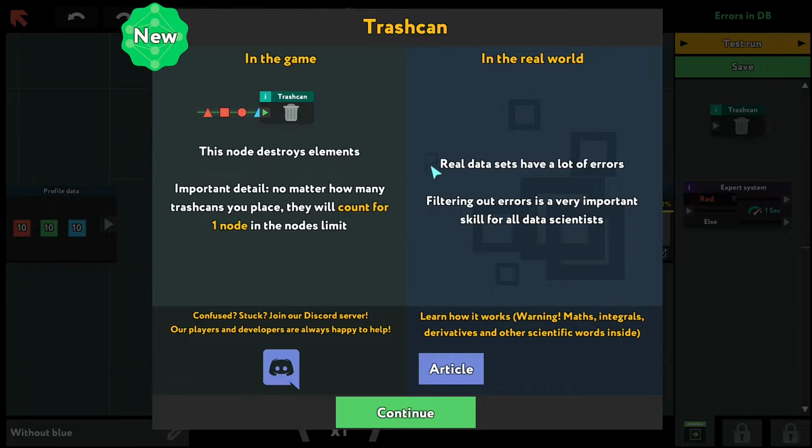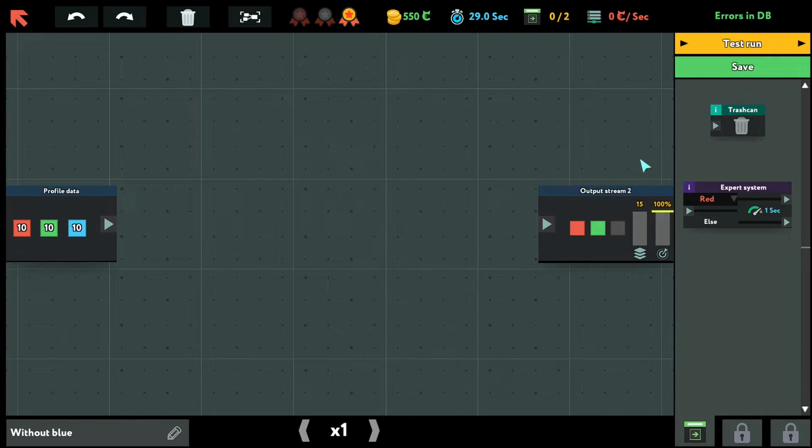Okay, but in the real world, real data sets have a lot of errors, and you have to filter them out, and you need to learn how it works. Here's a Discord server, and here's an article about learning filtering errors. Don't care. What we need to do is we need to put this here.